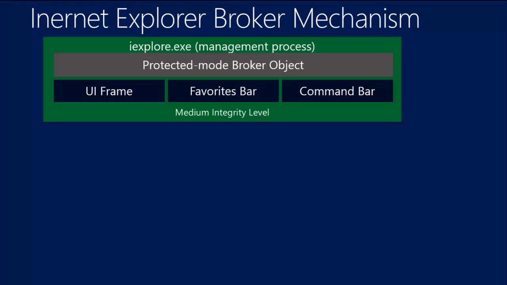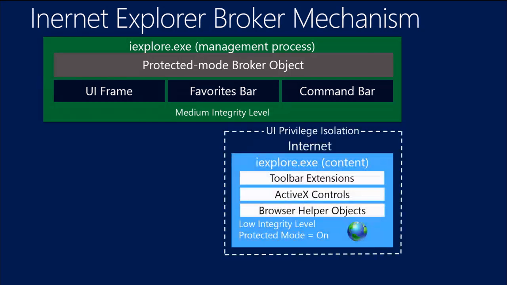Protected mode means that if you start Internet Explorer, you are getting two processes. One process is a process running at the ordinary user level. It's a medium level process, and that's only the frame for Internet Explorer. It will manage the tabs, it will manage your favorites bar, it will show the command bar, but it will not show the content. The content is shown by a separate process. And if you're browsing the internet, this separate process is running at the low integrity level, making sure that if you are browsing the internet, this process will not be able to make any changes to your files or system.